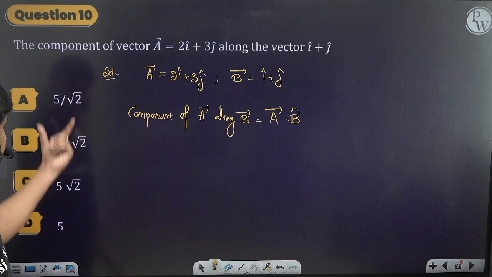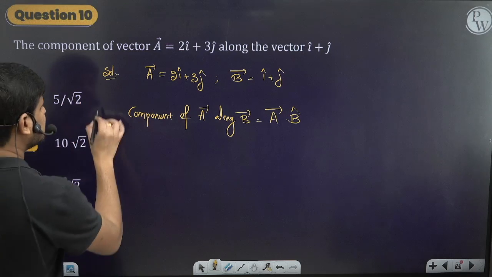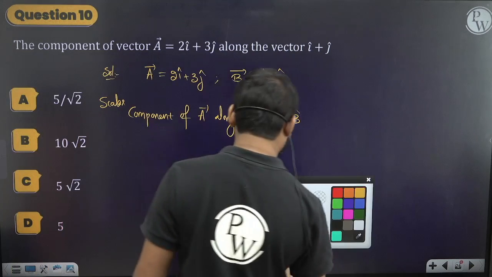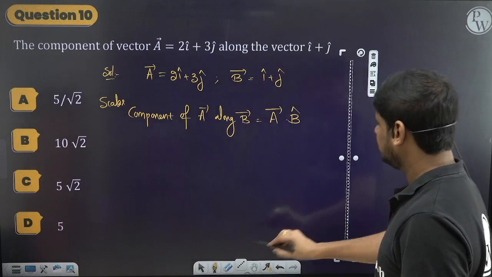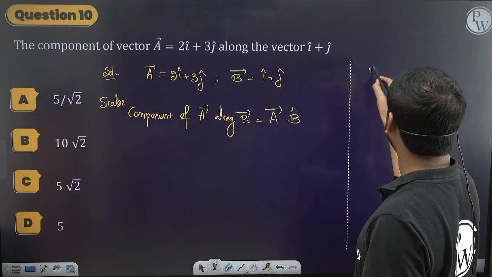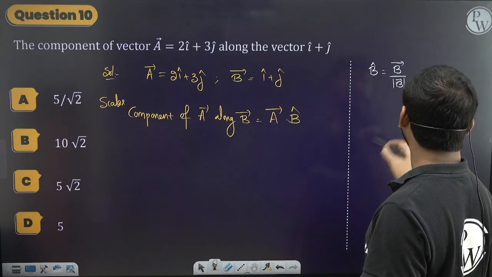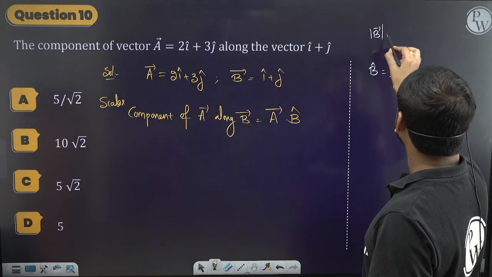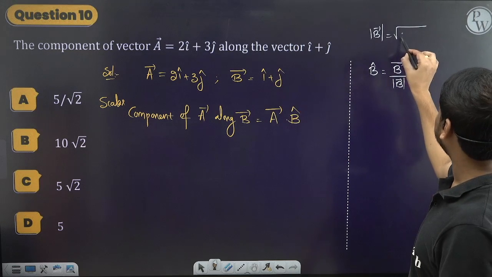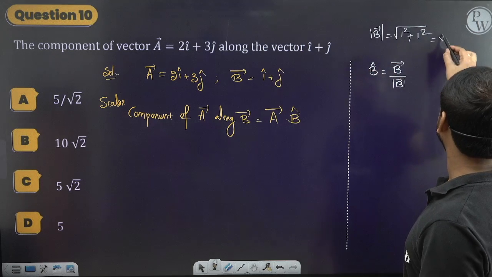See here, there is no direction mentioned, only magnitude in the options. In every option there is only magnitude. That's why simply consider the scalar component. Now your duty is to find vector a, which we already know, and we have to find b cap. What is b cap? b cap is vector b by the magnitude of b. What is the magnitude of vector b? It is the square root of the coefficient of i, 1, squared plus the coefficient of j, 1, squared. There is no k, so just write it like this. So this is going to be root 2.